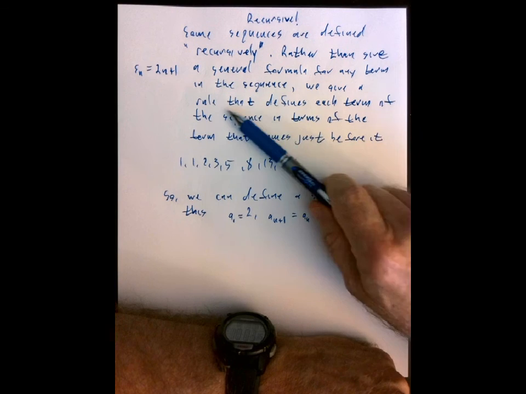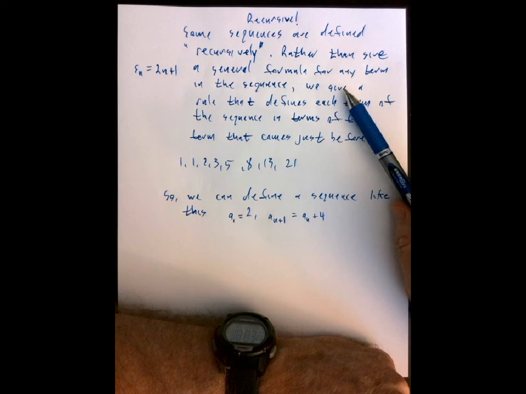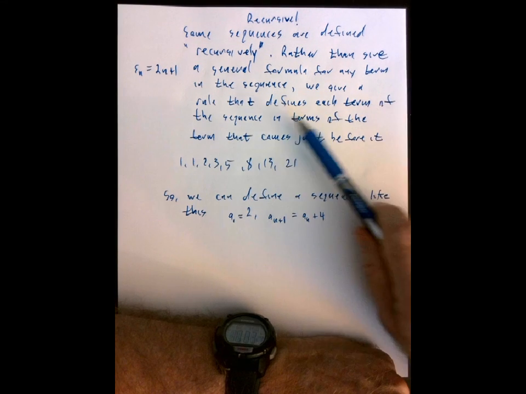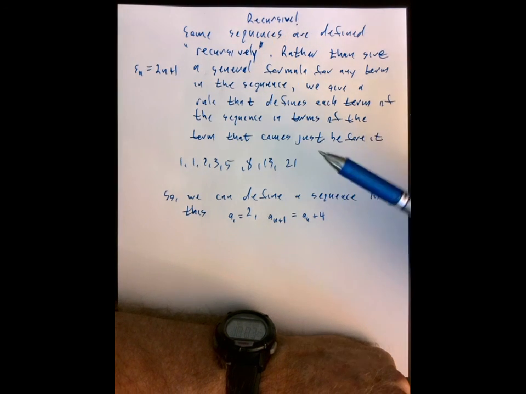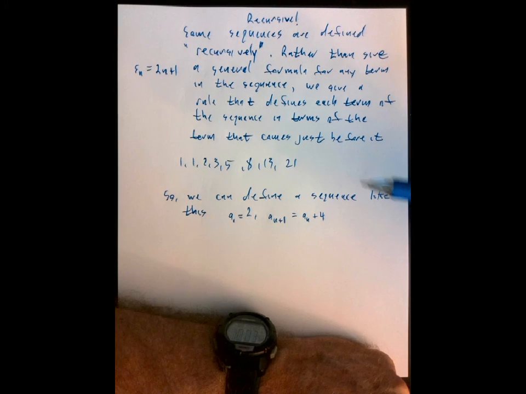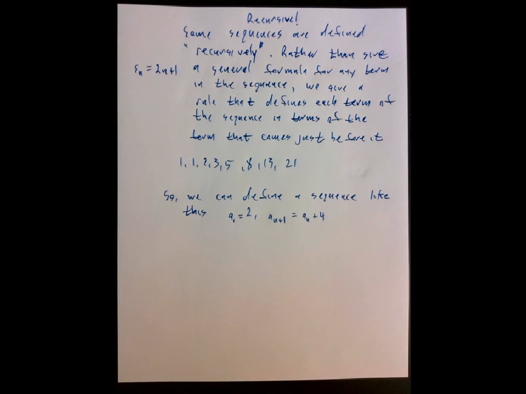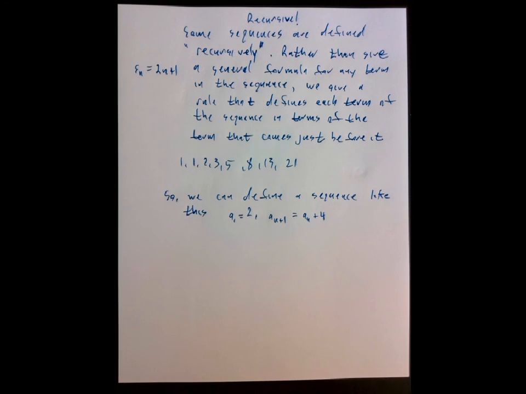In the recursive definition, we give a rule that defines each term of the sequence in terms of the term that comes just before it. So in other words, I tell you what the first term is, and then the rule tells you what the second term would be. Or if I tell you what the 80th term is, the rule would tell you what the 81st term is. Now, generally speaking, it's an awkward way to define sequences, and normally we're going to use the general rule, but there are some sequences for which the recursive rule works better than a general rule.